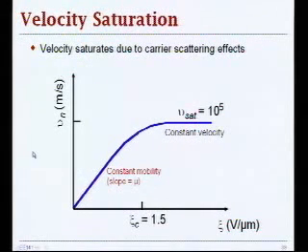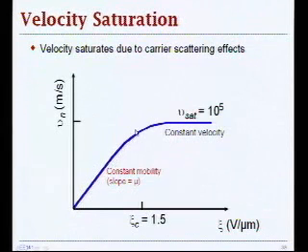And that is this velocity saturation. So the velocity of carriers saturates due to these carrier scattering effects: they run into each other and just cannot go faster. So if you plot the velocity of your carrier on the vertical axis and the applied electric field on the horizontal axis, then for small electric fields you have a constant slope. So it's basically constant mobility of your carrier. So your velocity increases as you increase the field.